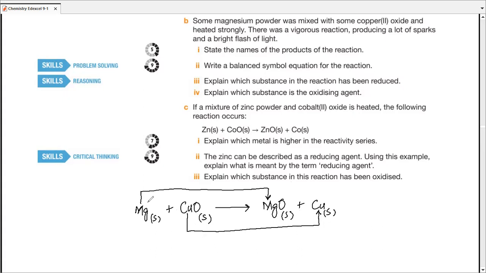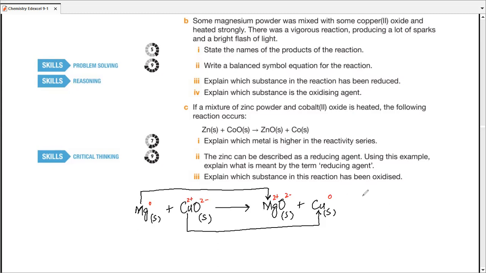As far as oxidation states are concerned, a single alone element is always zero. So this is going to be zero, and zero, because they're single atoms. Make sense? Yeah. Magnesium most of the time is 2 plus, which tells us oxygen is 2 minus. If the oxygen is 2 minus on both sides, the copper must be 2 plus.